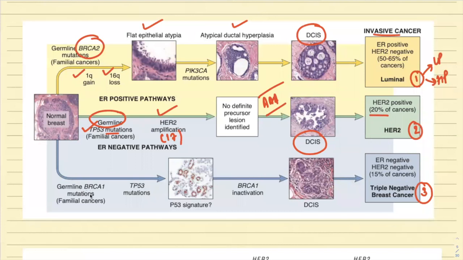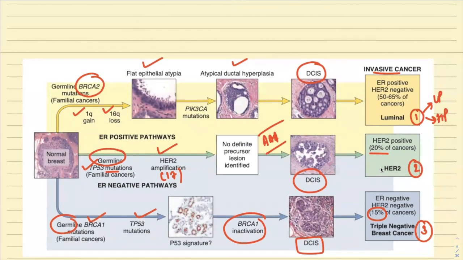And the last molecular pathway: if it occurs in the germline, in the familial case, they show BRCA1 mutation. Along with that, TP53 mutation along with BRCA1 inactivation will lead to DCIS. So directly from the normal breast you go to DCIS, and these are triple negative breast carcinoma having the worst prognosis, comprising 15% of all breast tumors. This is very, very, very important. Thousands of questions are asked from this portion. From surgery also, you will have this particular part. Okay. So is this very clear?